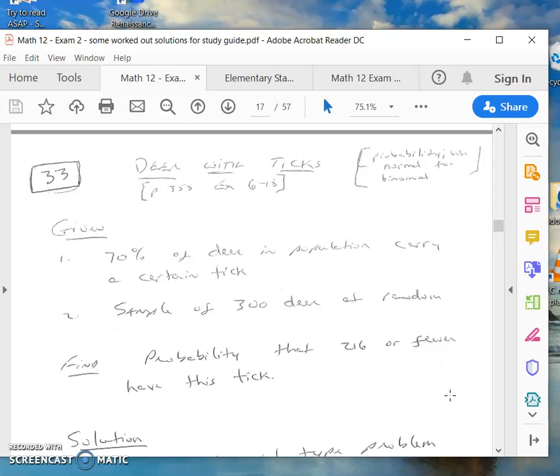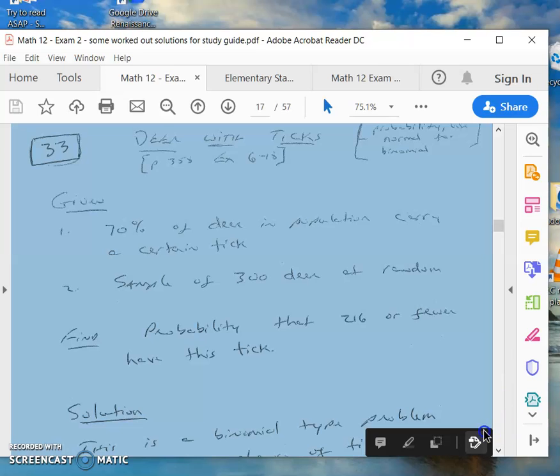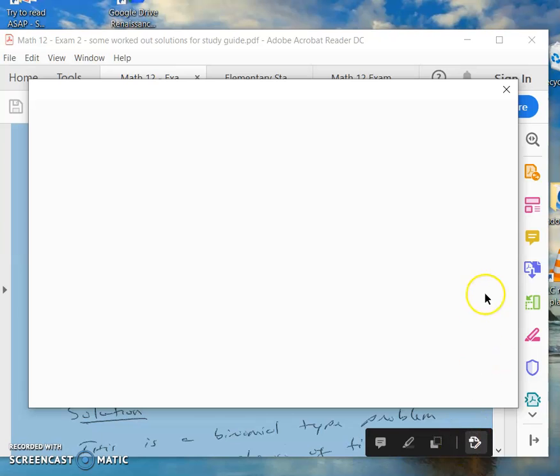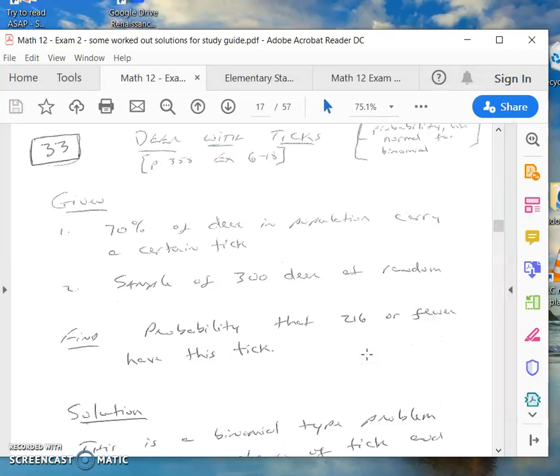Okay, so here's what we're given. 70% of the deer in a population carry a certain tick. We take 300 deer at random. What we're supposed to find is the probability that 216 or fewer have this tick. So out of the 300, what's the probability that 216 of them or fewer have the tick? So it would be the probability of 1, probability of 2, probability of 3, all the way up to 216.